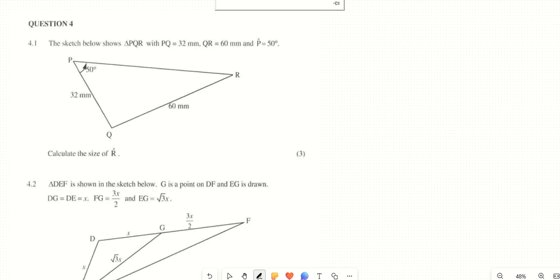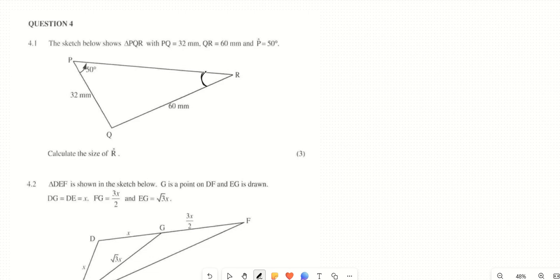Let's look at the question. 4.1. The sketch below shows triangle PQR with PQ 32 millimeters, QR 60 millimeters, and angle P is 50 degrees. Now they say calculate the size of angle R, the size of this angle here.